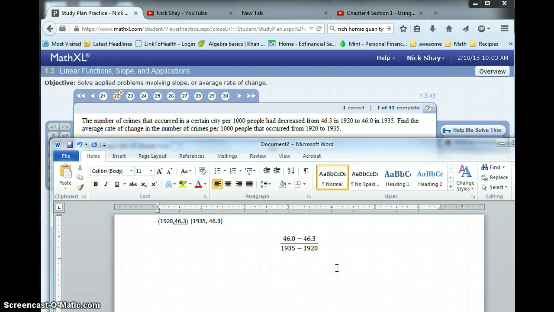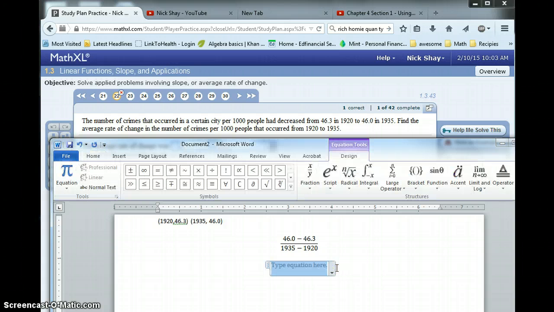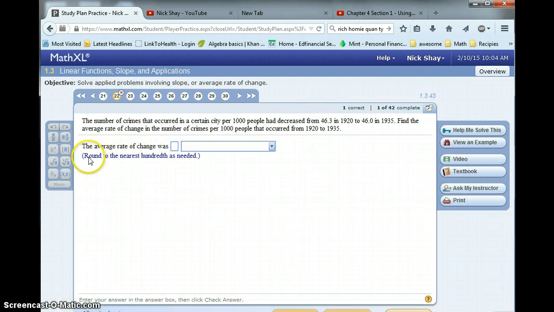And now let's simplify this. So when I do 46 minus 46.3, on top I'm going to have negative 0.3. And 1935 minus 1920 is 15. So when we simplify this, negative 0.3 over 15. And then I'm going to go ahead and take a look. It says round to the nearest hundredth.